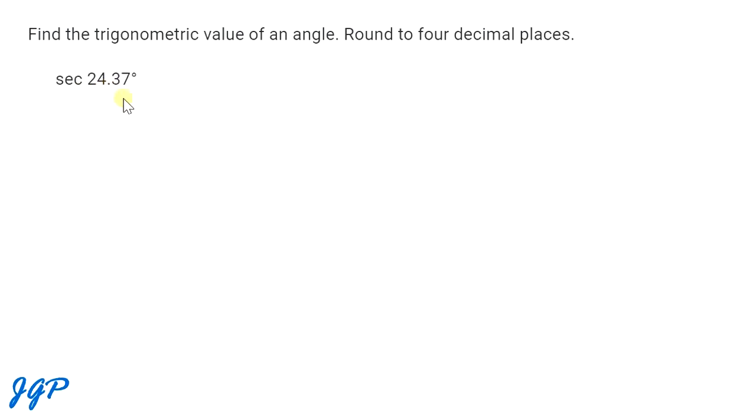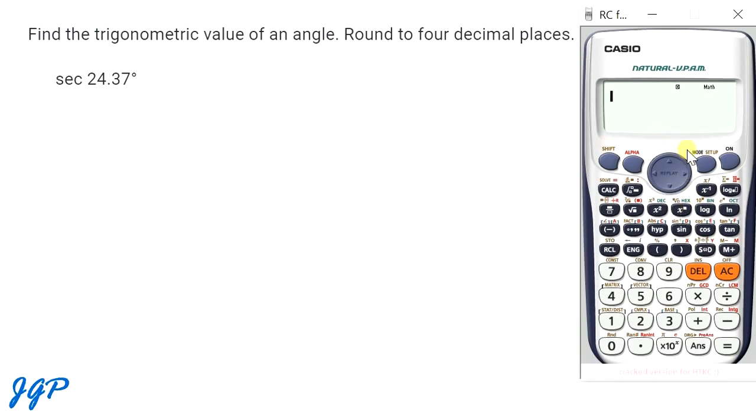Let's find the trig value of the angle. Second, 24.37 degrees. Again, look at the given. So, we have 24.37 degrees. That is in degree measures. Ibig sabihin, your calculator should be in degree mode. But, tingnan natin. Our problem, we have secant. So, ibig sabihin, wala naman yan dito sa ating calculator. So, wala kang makikita dyang diretsong secant button natin. So, ano ang gagawin natin?